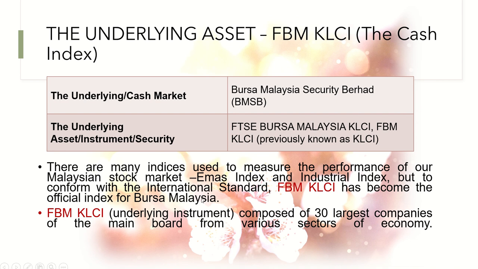Okay, let's take a deeper look at the underlying asset. Index futures derive from one underlying asset. In Malaysia, the underlying asset is the FBM KLCI, also known as the cash index. Sometimes the question will mention the cash index, so you understand it refers to the underlying asset. So the cash market for the underlying asset is what? Of course, Bursa Malaysia Securities Berhad. This is where the shares are traded.